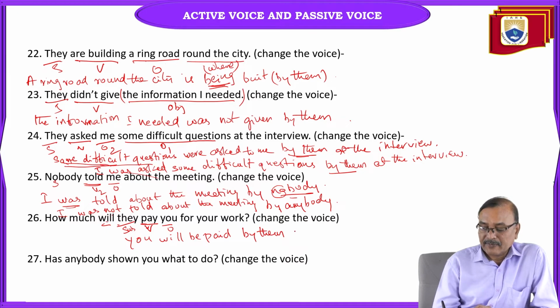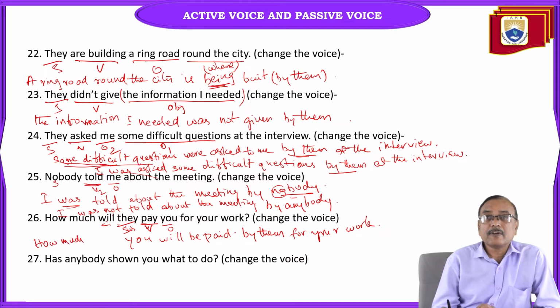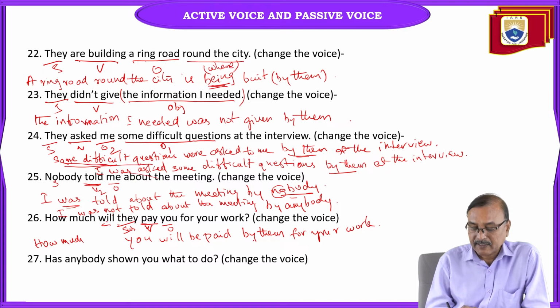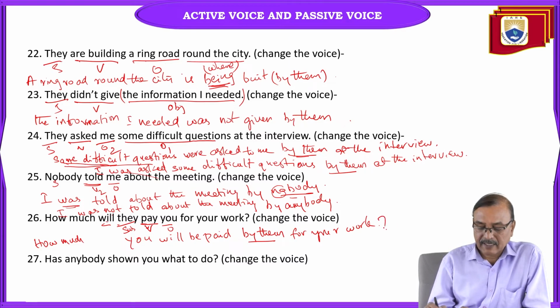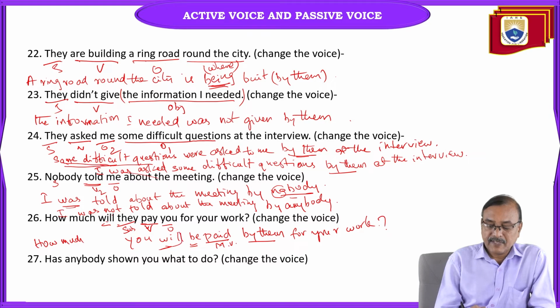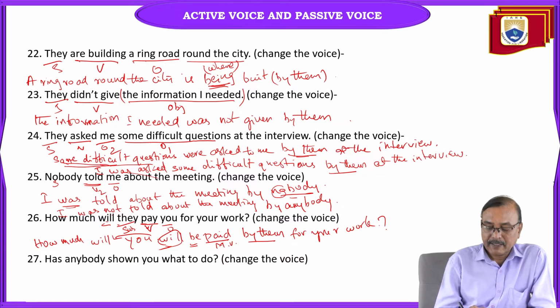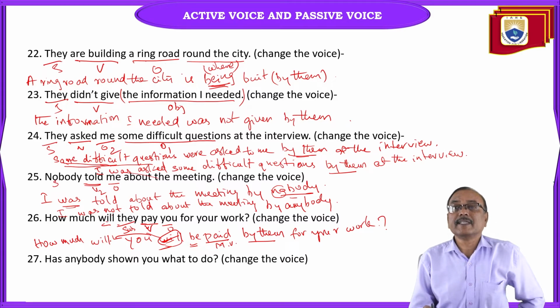Then here, for your work. Okay, how much is how much? How much you will be paid by them for your work, right? Since it is a question here, bring this here. Paid is the main verb. This is the passive helping verb, and will is another helping verb. So bring this will here. How much will you be paid? How much will you, bring this will this side. How much will you be paid by them for your work?